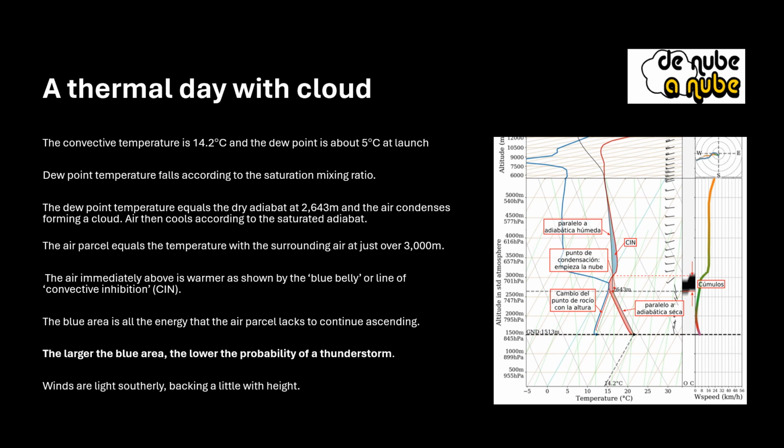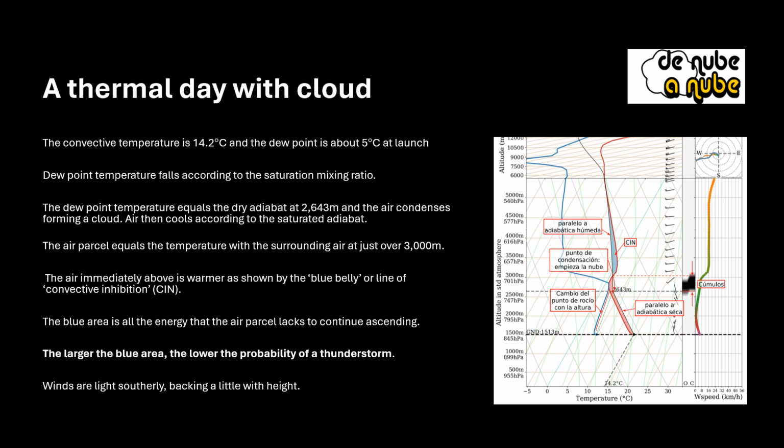The dew point temperature equals the dry adiabat lapse rate at 2,643 meters. At this point, the moisture contained within the air parcel condenses, forming a cumulus cloud. From that point on, the air mass stops following the dry adiabat and begins to cool according to the standard saturated adiabatic lapse rate. When the air parcel equals its temperature with the surrounding air, it stops rising. In this example, this happens slightly above 3,000 meters.